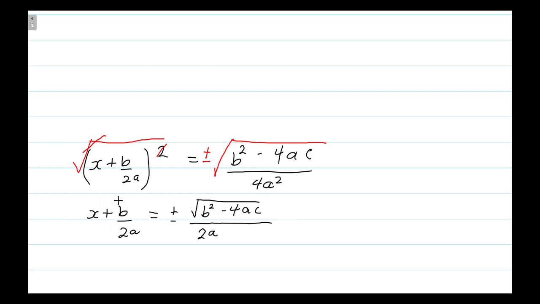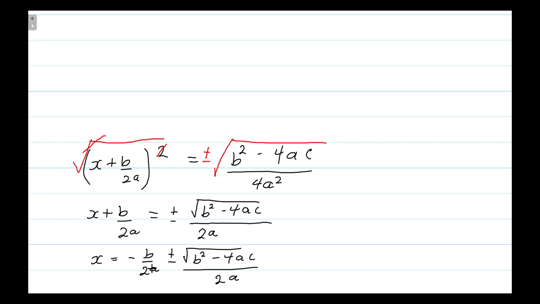Now the next step, we want to do away with the term attached to x, meaning we want x to stand alone. That is, we will move this one to the right hand side of the equation. We now have x equals, it is positive here, when we move it to the other side it becomes negative, minus b over 2a plus or minus the square root of b squared minus 4ac all divided by 2a.